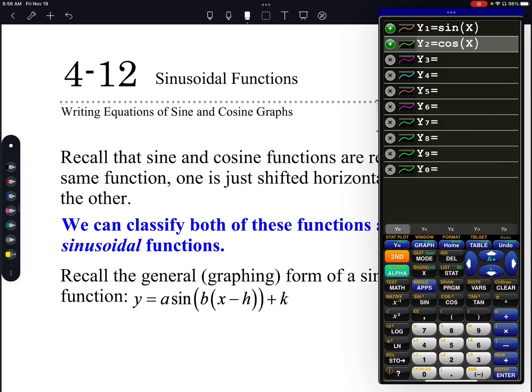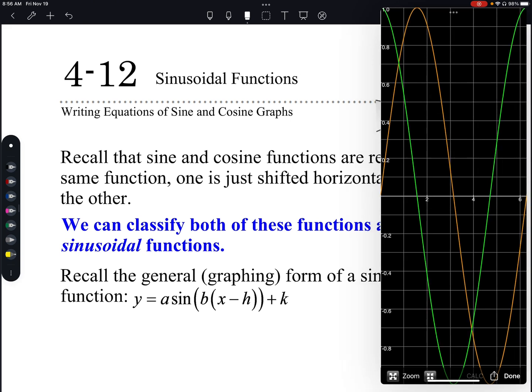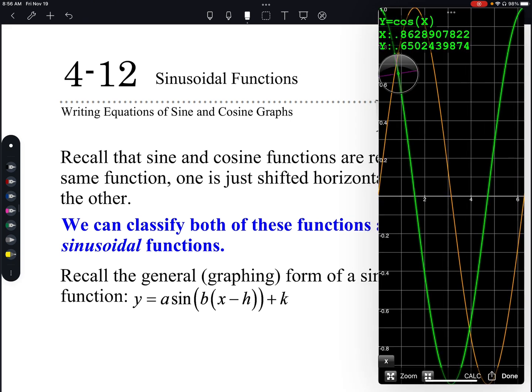Okay, so what I did is I typed in my sine function, which will appear in orange, and my cosine function will appear in green. So when I look at my graph, this is what I see. You can see here is my cosine function as it starts at the max, goes all the way down to the minimum, and then back through the midline up to the max. The sine function over here, right, starts on the midline and goes up and then down and then back up to the midline, right? And then it starts to repeat itself.